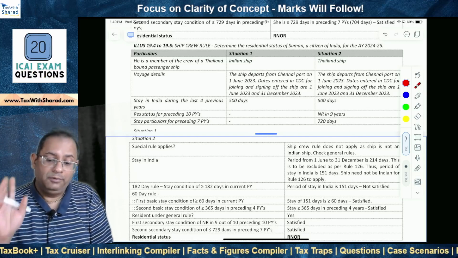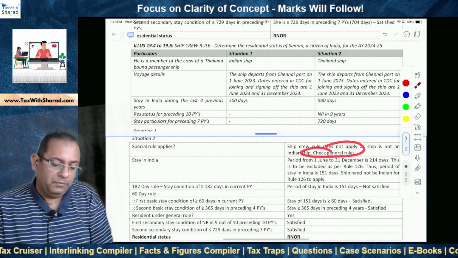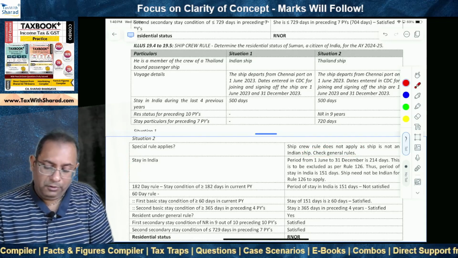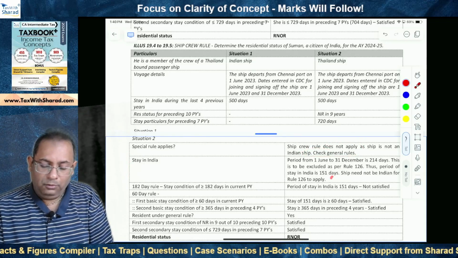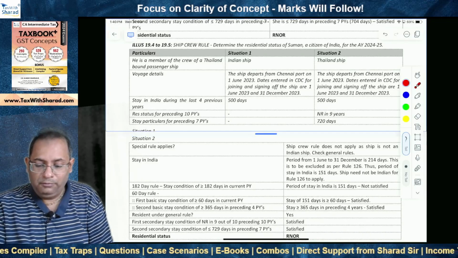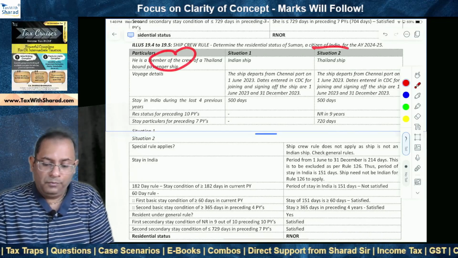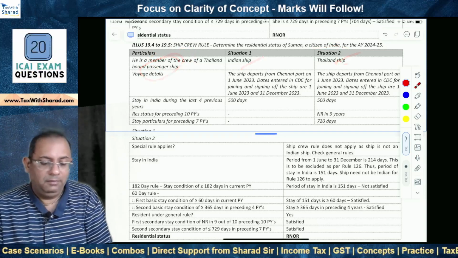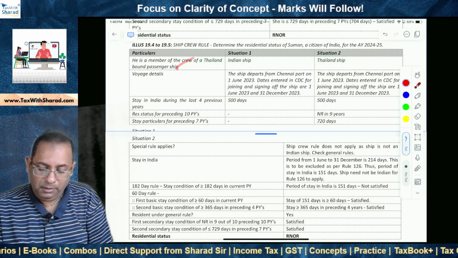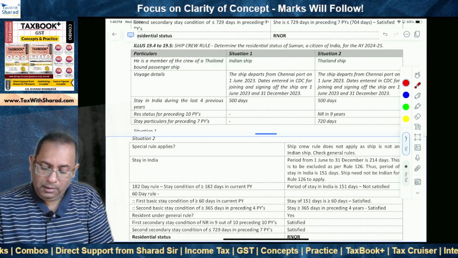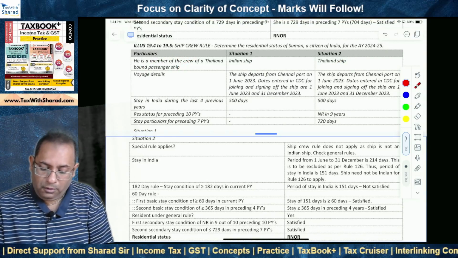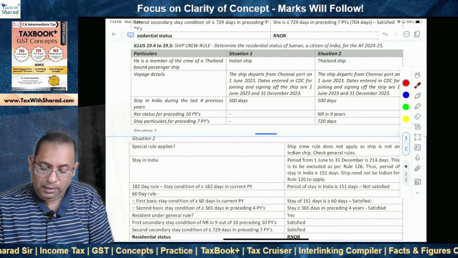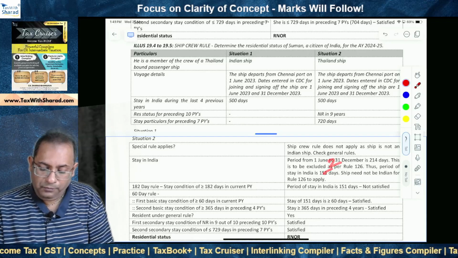We now need to go to the general rule. Check general rules. Okay. And the stay in India, what is the stay in India? We computed in situation 1, and rule 126 applies because he is a citizen of India, member of the crew of a foreign bound ship. Whether it be an Indian ship or a foreign ship, it doesn't matter. It is a foreign bound ship. So therefore, the period from 1st June to 31st December of 214 days need to be excluded, and therefore this will become 152 days.